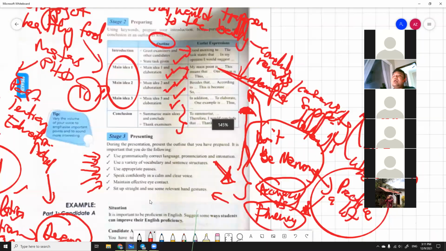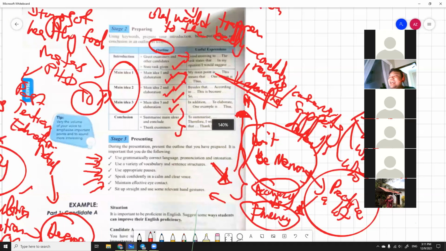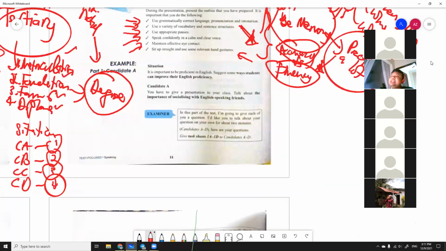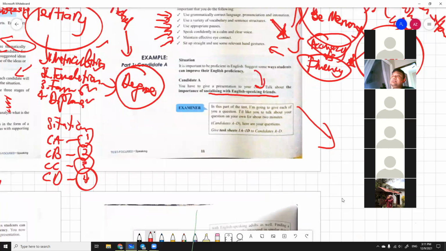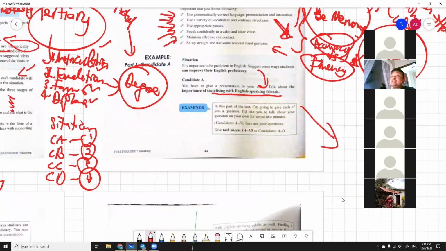Okay. So this is actually the example. Just some ways students can improve their English proficiency. So candidate A, your point would be socializing with English speaking friends. Okay, this is just like what we have been talking about. That's what I mean by asking you to keep on practicing to talk in English.